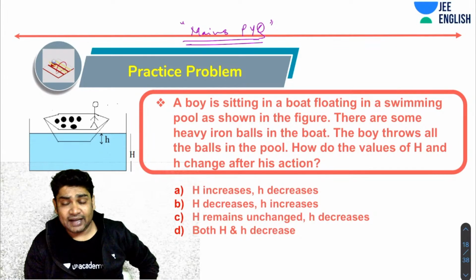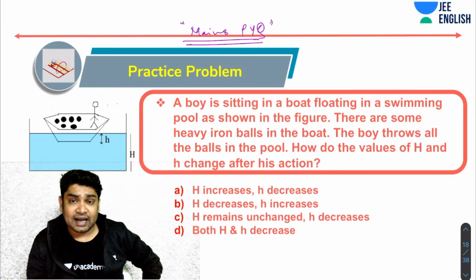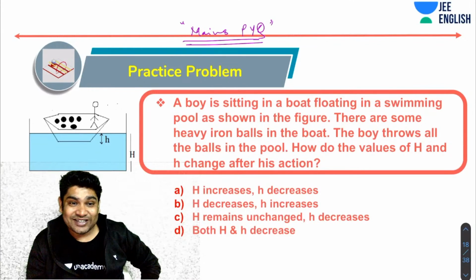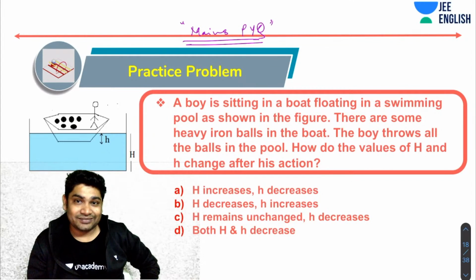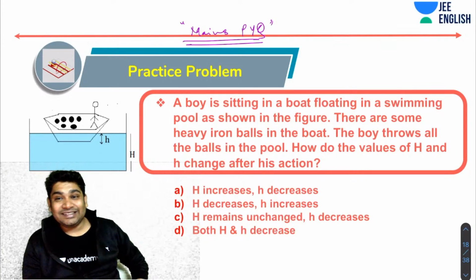Capital H is the height of the water level in the pool, and small h is the height of the boat submerged. What will happen to both these values? Think about this and try and answer.